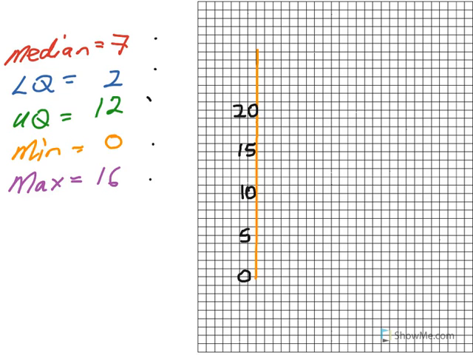So now the first thing we want to do is draw in some lines that represent each of these things. So we're going to draw the median at 7. So the median in the red line comes in at 7.